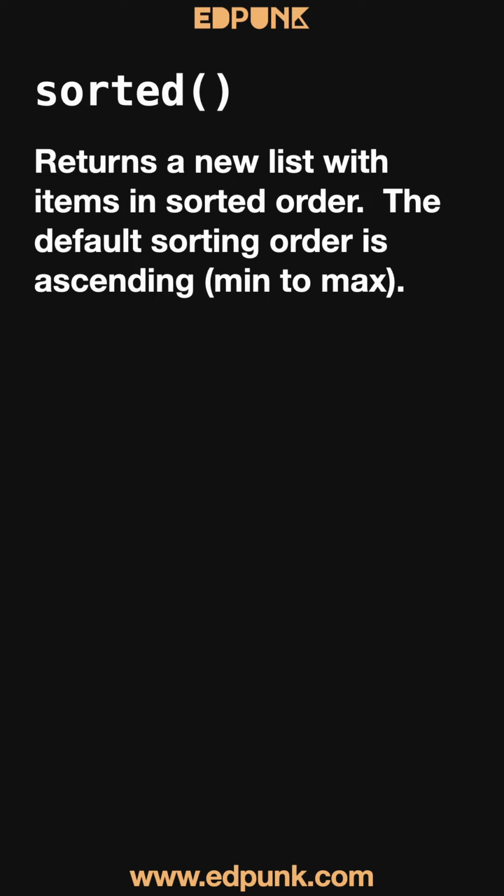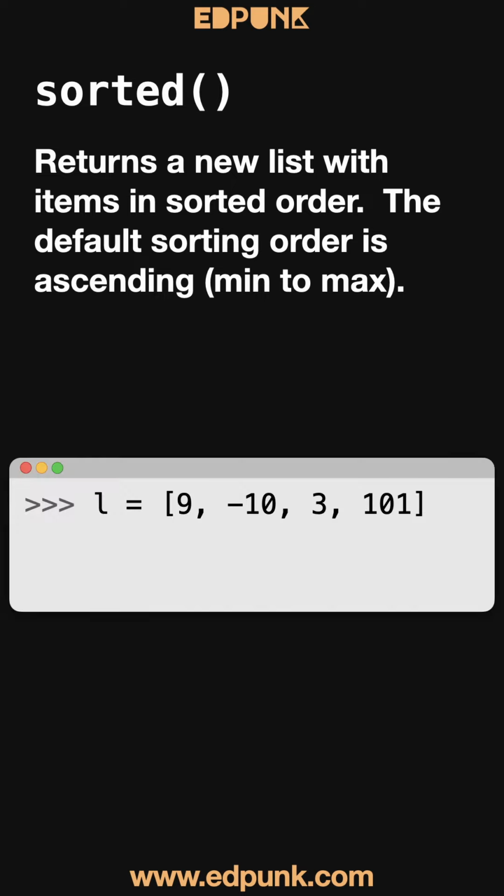For example, let us assign a list containing items 9, -10, 3, and 101 to a variable L. Now, executing sorted of L returns a new list containing items -10, 3, 9, and 101, where -10 is the minimum value and 101 is the maximum value.